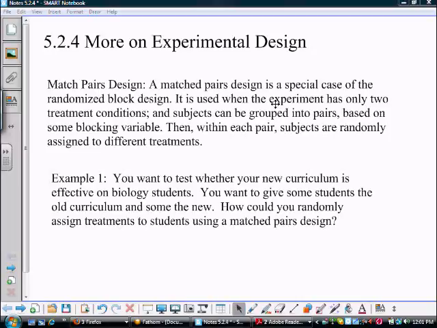So we've done completely randomized design, and we've done blocking. Now we're going to talk about experiment design that is blocking, but it's only blocks of two people, and you can only have two treatments in this design, and that's called matched pairs.